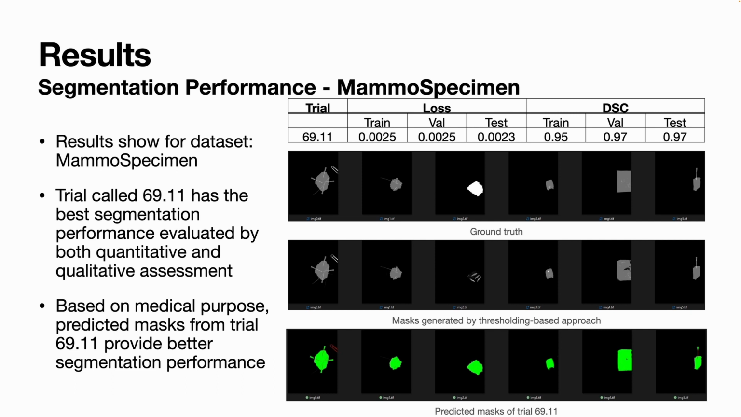On the second dataset, the deep learning approach has around 97% for the DICE score, and based on the medical purpose and the predicted mask, especially when you consider the third test image here, like image 2 here, the deep learning approach has significantly better segmentation performance, and this should be the preferred approach over the current method.